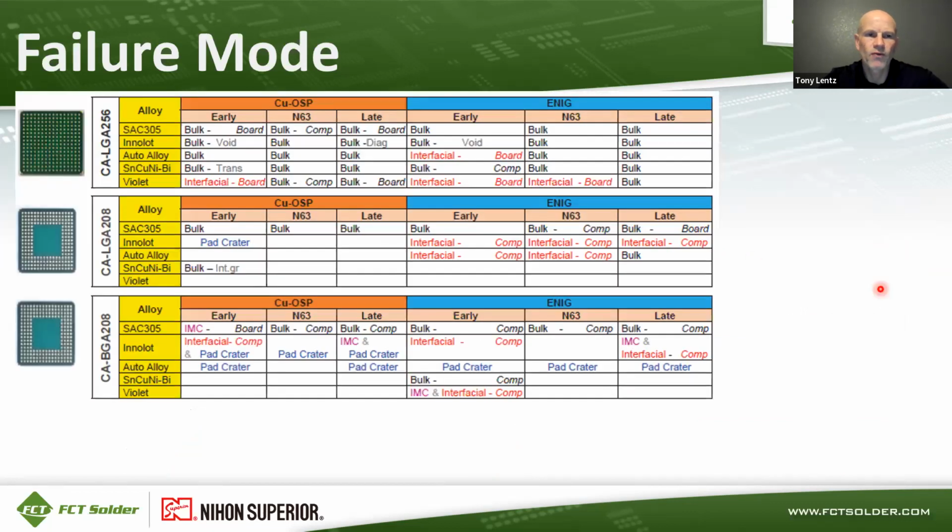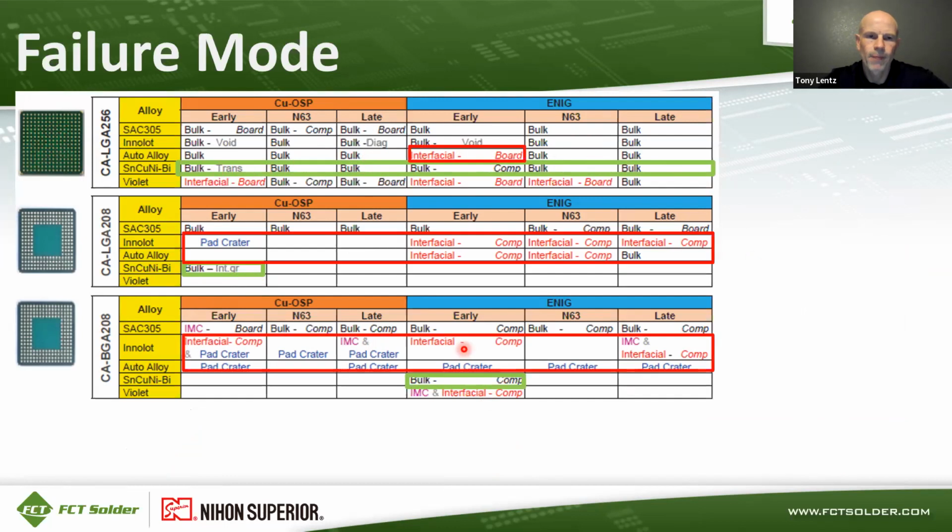So here's a summary of the failure modes for the different alloys that were tested. First of all, circled in green here is S100CV, and it tended to have bulk failures overall. And then the second red circles here are for Inalot and another automotive alloy, which tended to have interfacial and pad cratering failures.